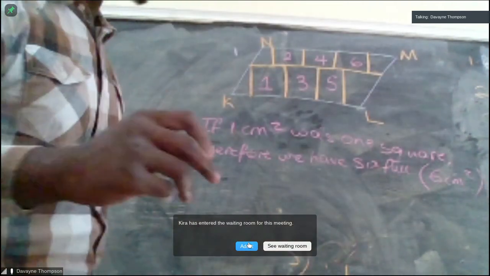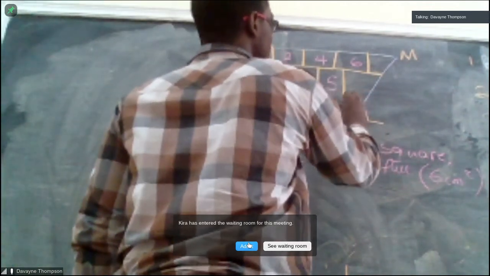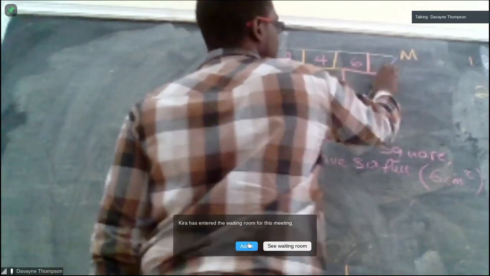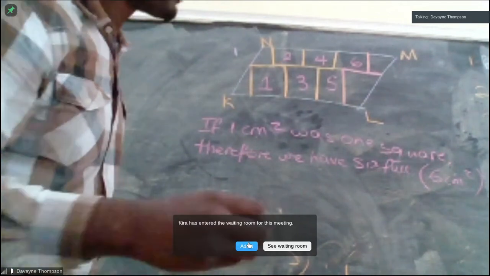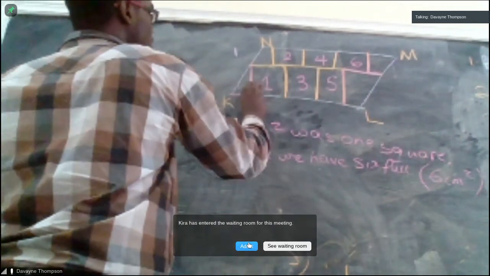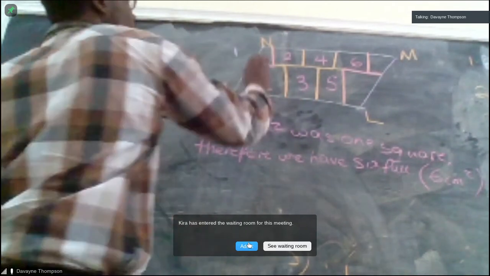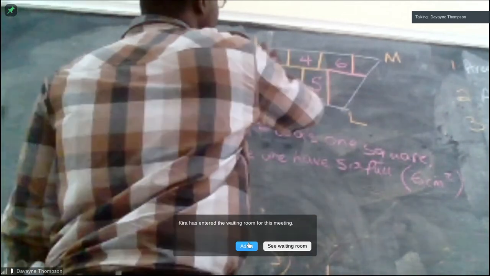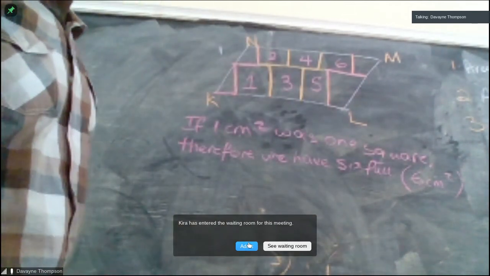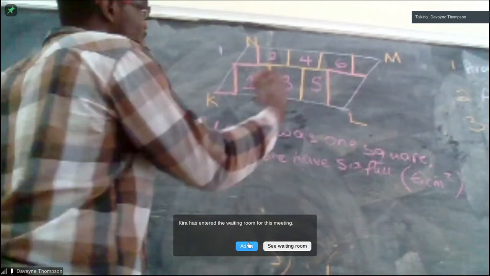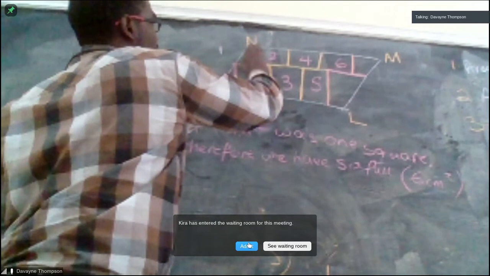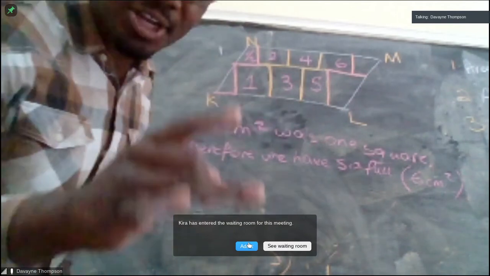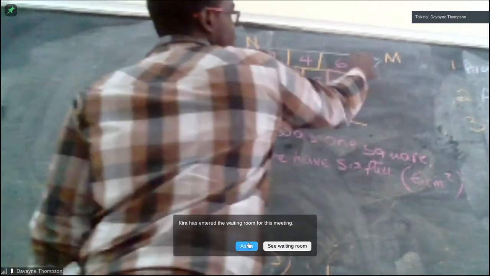But we're not finished. We can't leave out these portions right here, isn't that so? We can't leave them out because there's still some area in our parallelogram, even though they're not full squares. So what we need to do is look and see which parts are identical. Look at this one now. Doesn't this look like half of a square? It should. But this is actually half of a square. Look at this part over here. Because it is a sketch, it might not look like it, but this is another half of a square.